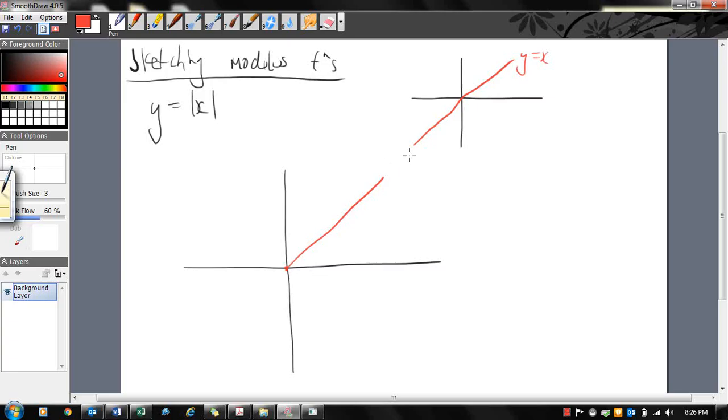What happens if x is negative, so in here? Then x becomes negative x. So instead of going down here, where y equals x, what we're going to get instead is y equals negative x, which looks like that. So that is actually the graph of y equals mod x. It goes up at 45 degrees, it goes up at 45 degrees there. Good to know. Let's do some stuff with it.